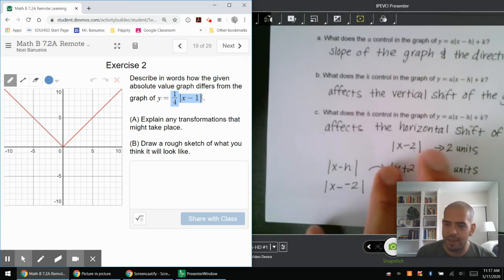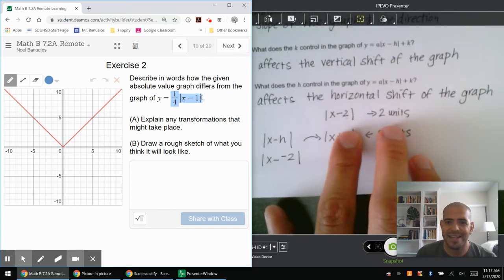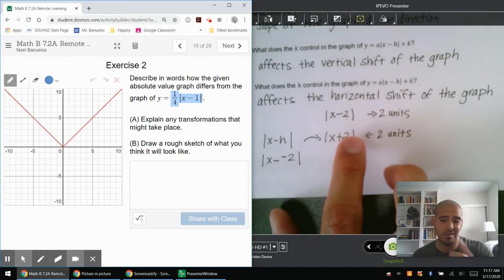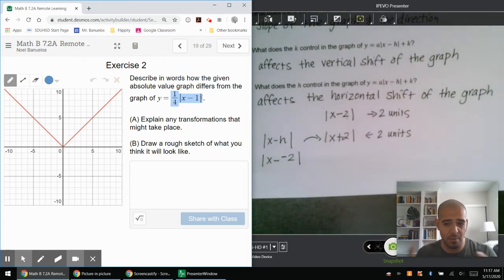So the h value, the shift here, it's x minus 1. So what do I expect? Is it going to shift to the right or is it going to shift to the left? This is the tricky one, remember? A lot of you are going to want to say, oh, it's minus 1, it's going to go to the left. No, no, no. It's minus a positive. So it's a positive 1. So it's actually shifting to the right 1.